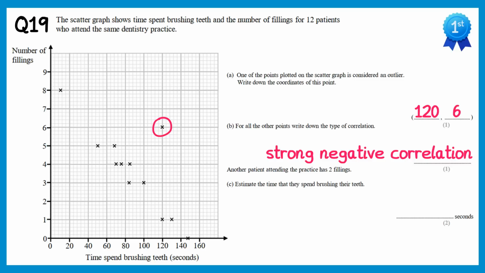For part C, we need to find the time spent brushing teeth for someone who had 2 fillings. To do this, we draw a line of best fit. We then go to 2 fillings on the y-axis here, read across to our line of best fit, and then go down and read off this value. I get 108 seconds. The answer to this question will depend a little bit on how you drew your line of best fit, so if you're quite close to 108, you'll probably be fine.